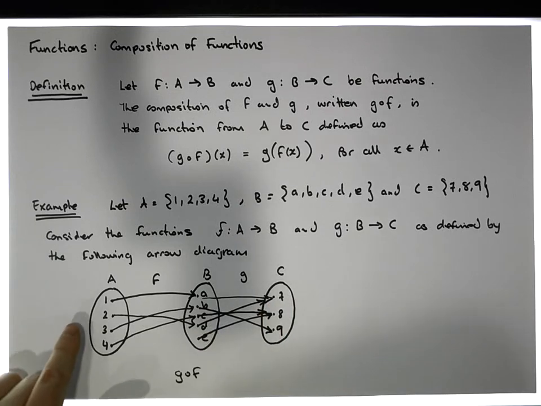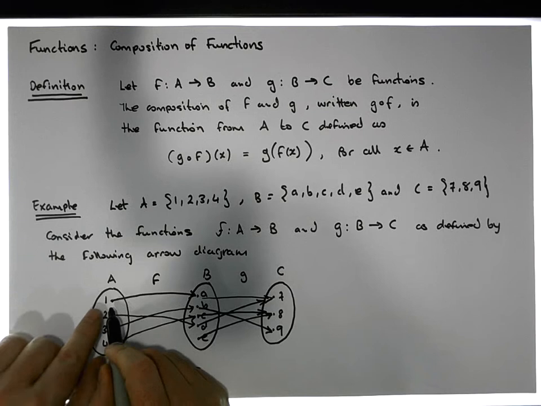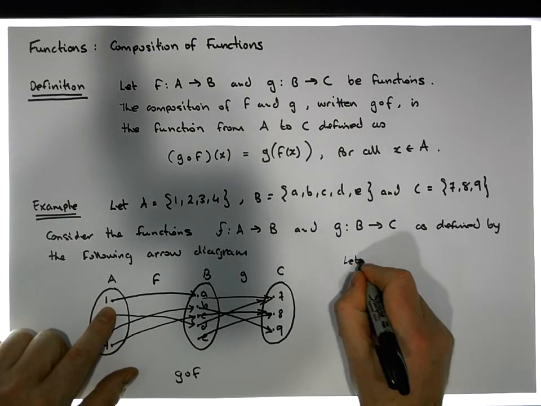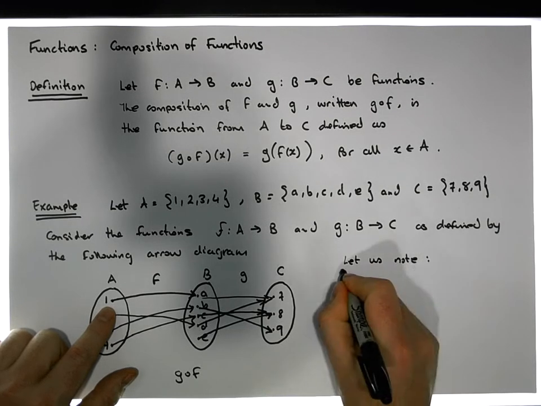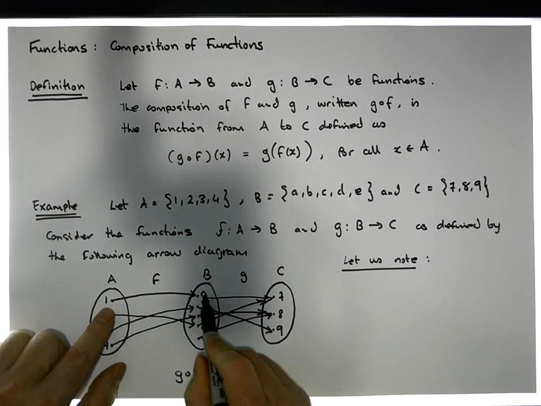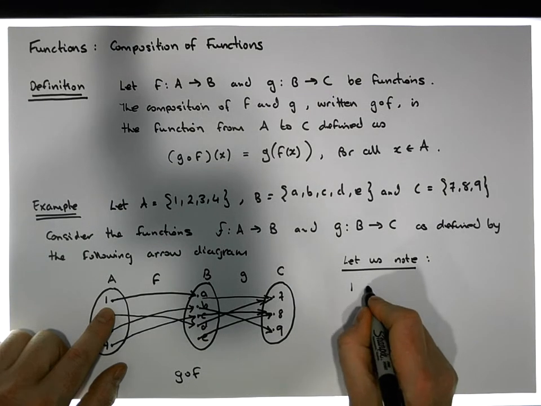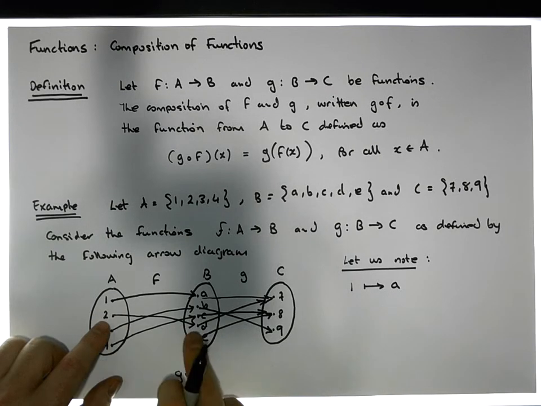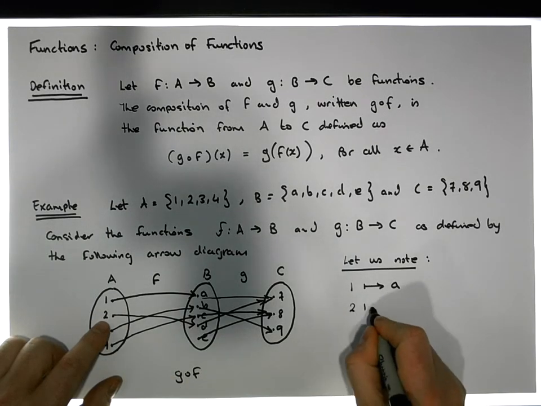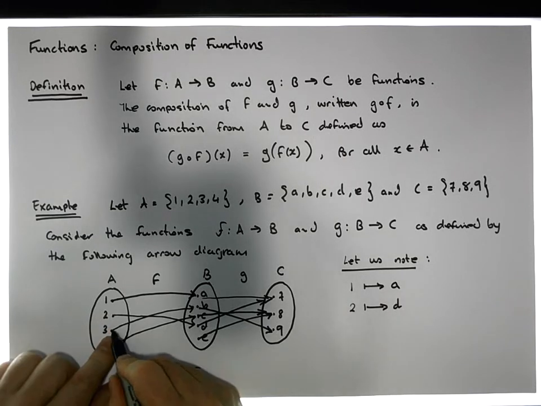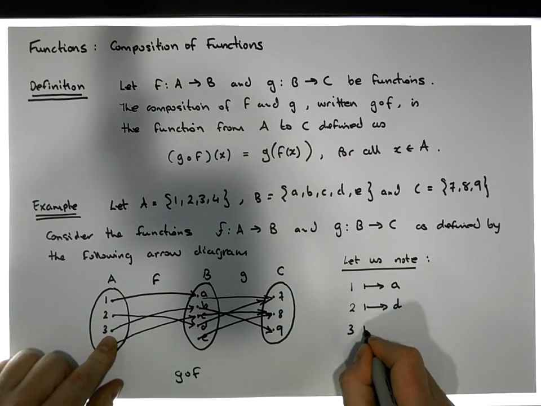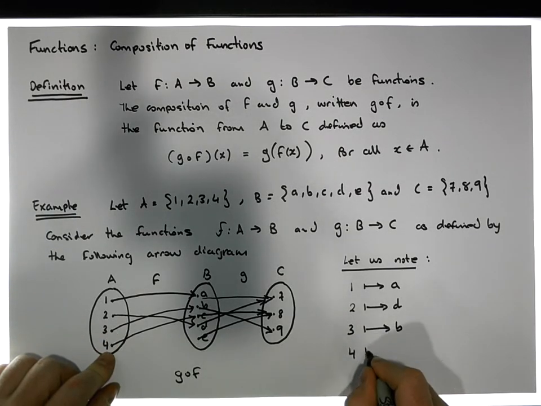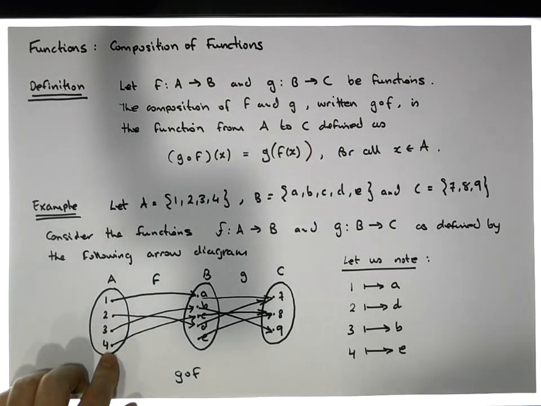Now, in our particular case, let's just write it down. Let us note that 1 is taken to A, so the value 1 is mapped into the value A. And 2 is mapped into the value D. 3 is mapped to the value B, and 4 is mapped to the value E, if that makes sense, okay?